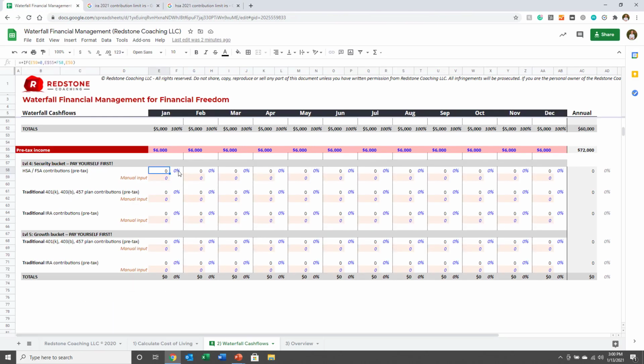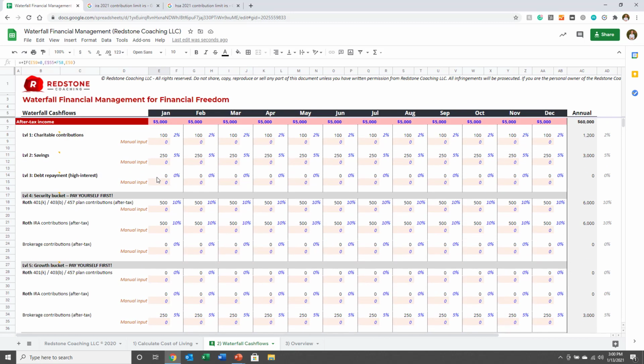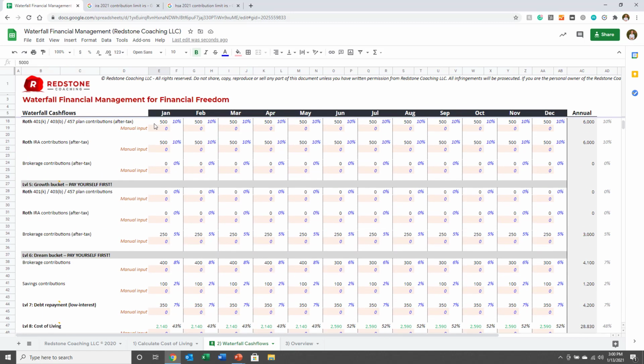So if you were contributing money from your pre-tax income, you'd want to choose, all right, how much am I putting in for my HSA. Maybe you do 4% of your pre-tax income. So that's going to be $240, $240, $240. Cool. So now we know that's $2,880. Well, if you're putting money into this account, that's going to affect your after-tax income.